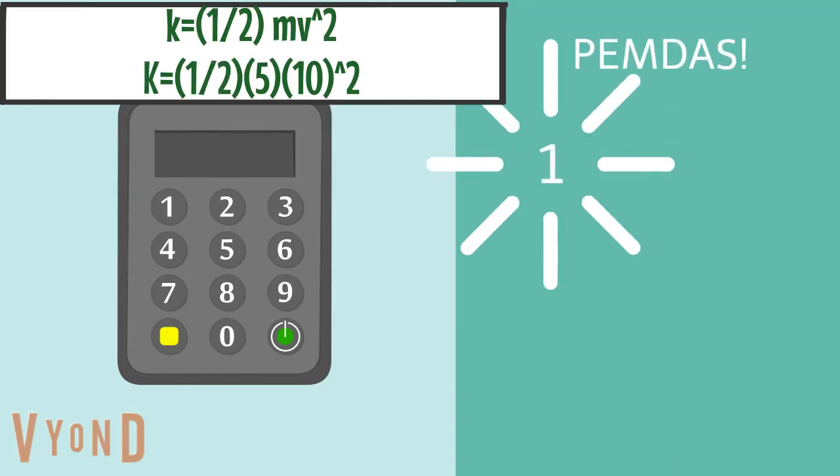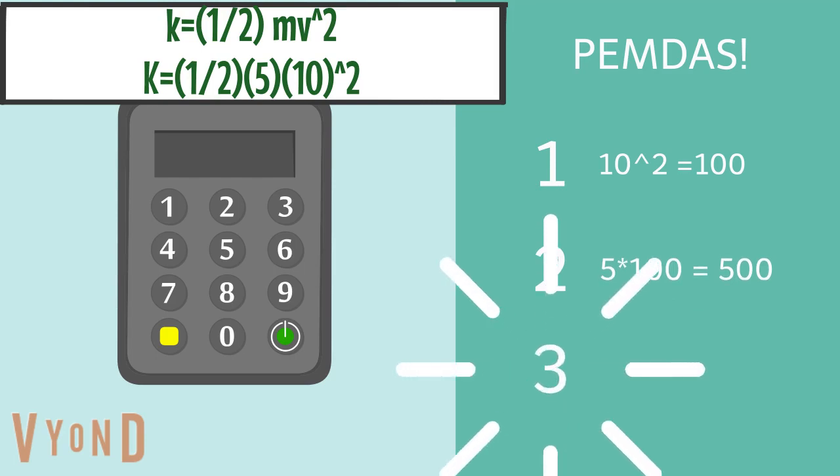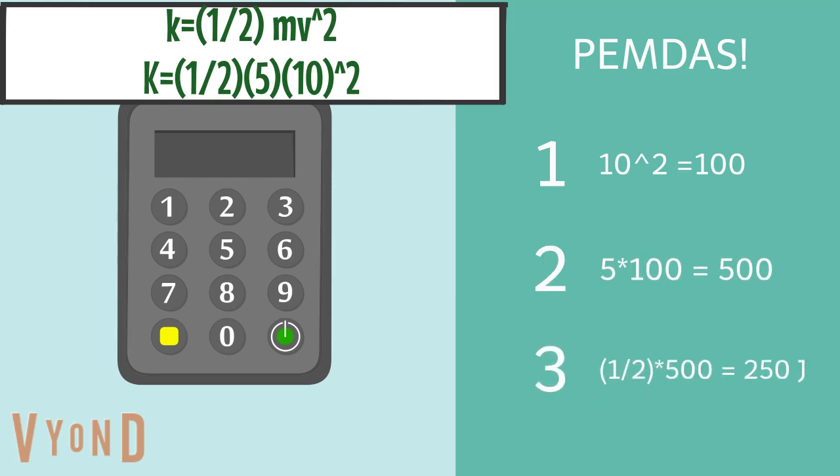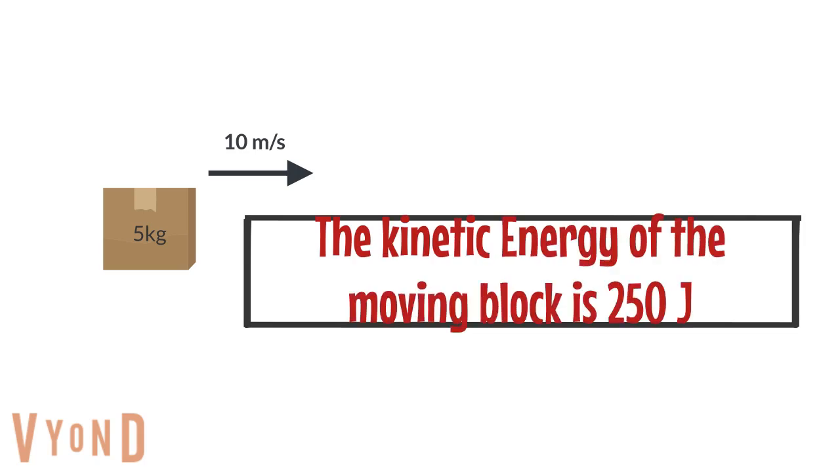Don't forget to use PEMDAS, which means that you're going to work out the exponent first. So you have 10 squared, which is equal to 100 because 10 times 10 gives you 100. Once you work out the 100, then you multiply that 100 by 5, and then you multiply it by the 1/2. Okay, so you'll end up with 250 joules for your kinetic energy. So the kinetic energy of the moving block only is 250 joules.